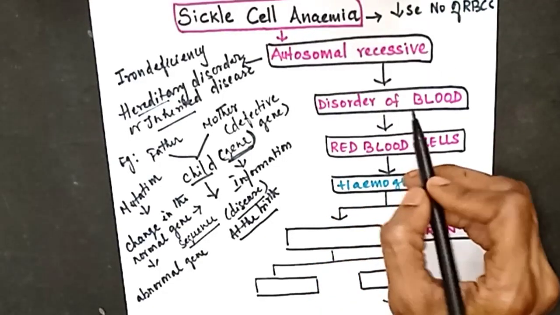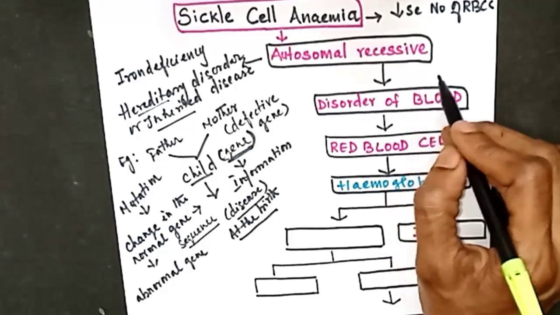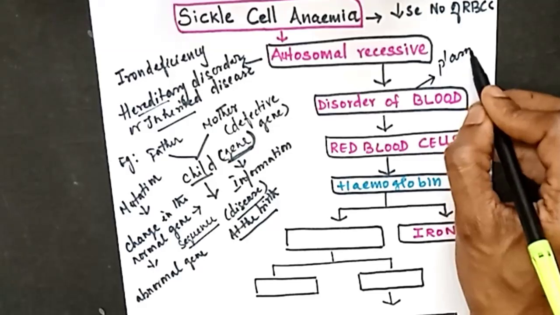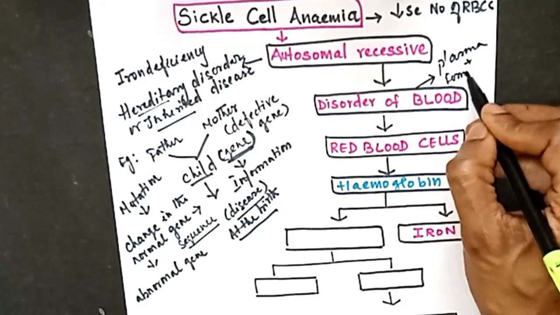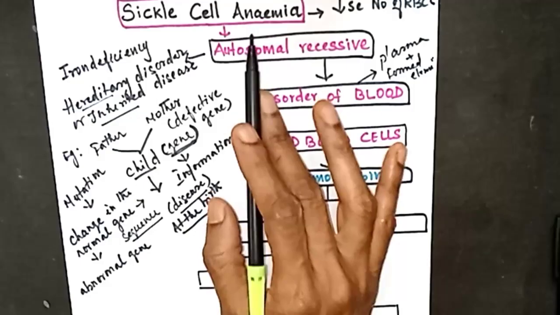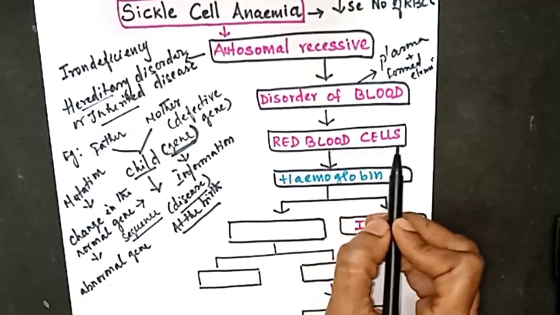In blood you have two parts, that is plasma and formed elements. What does blood contain? You have plasma and formed elements. Under formed elements you have WBCs, RBCs and platelets. Sickle cell anemia is due to the disorder of the red blood cells.